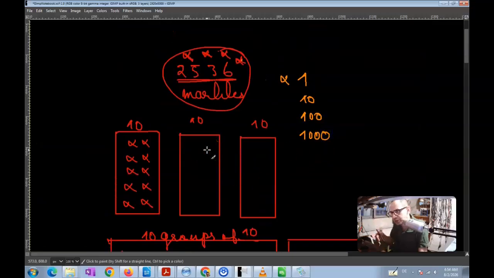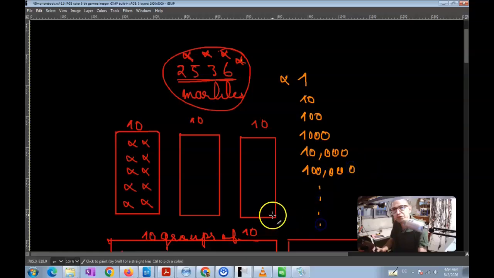And then of course you can keep doing the same thing and make essentially groups of 10,000. You can make groups of 100,000 and so on and so forth, right?